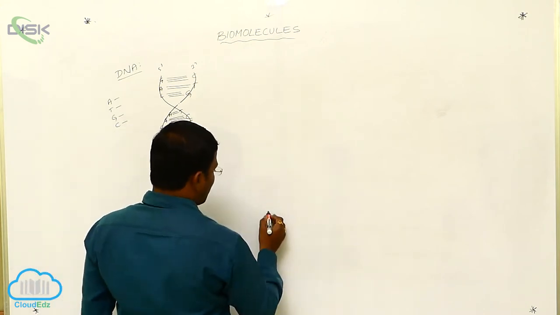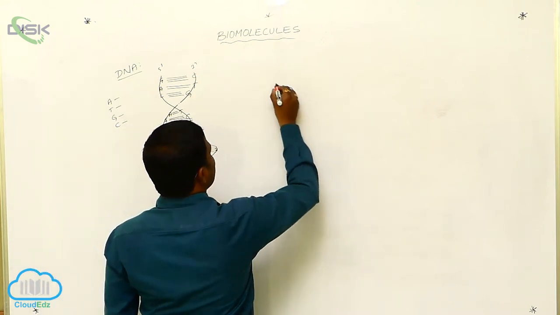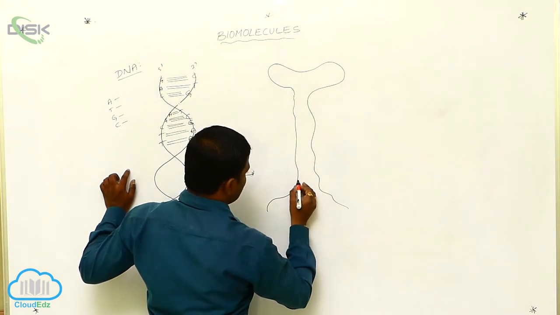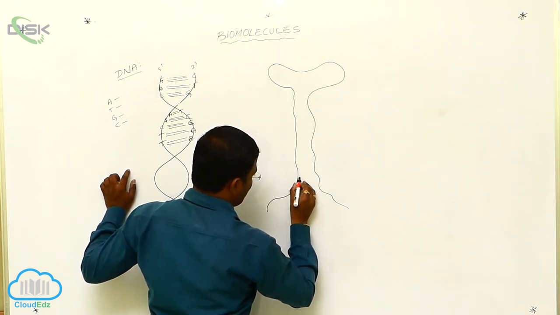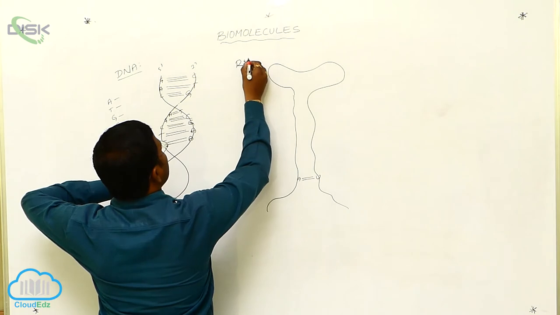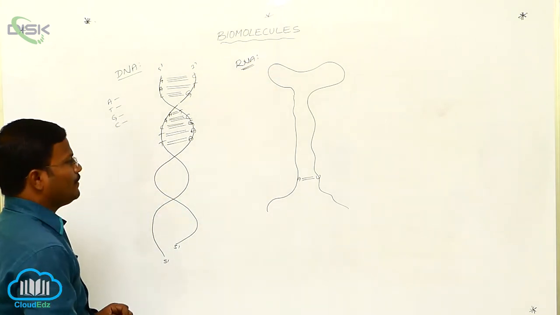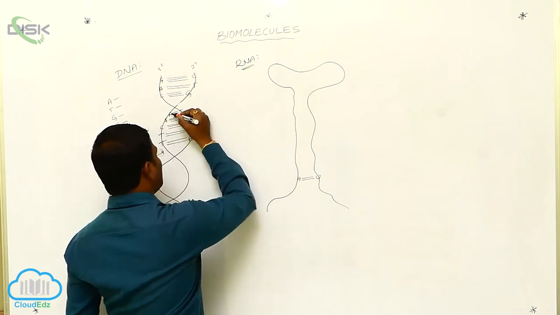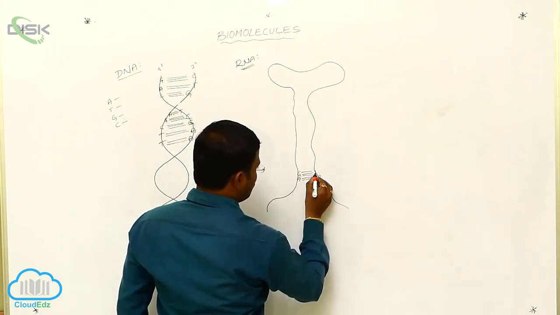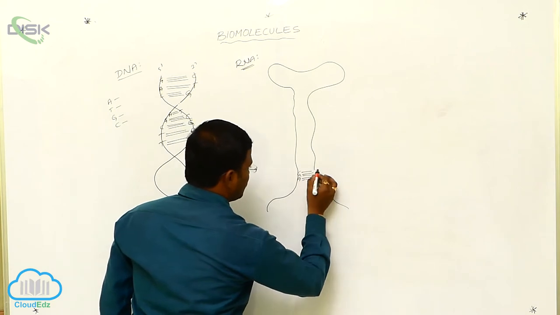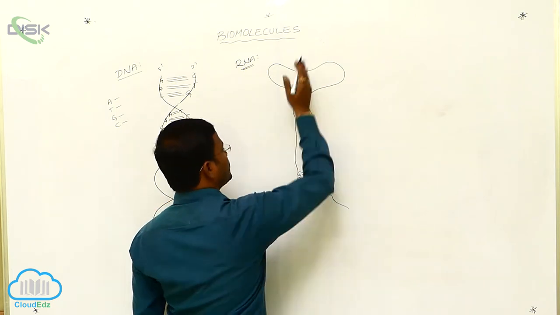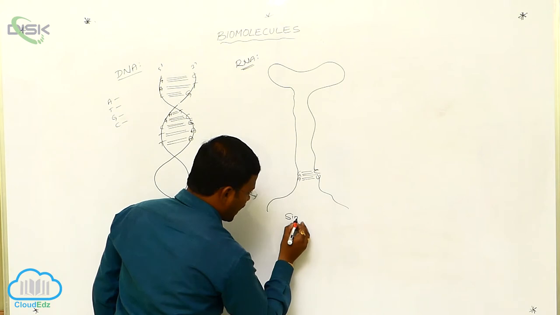Whereas in the structure of RNA, RNA will have a single strand structure. That means only one strand is present here. In this, A is connected to U, because in RNA there is an absence of thymine. In place of thymine, uracil is present. This is the reason why the adenine base is connected to uracil. Here G is connected to C. That means guanine is connected to cytosine, and adenine is connected to uracil. It continuously takes place and it is a single strand structure.